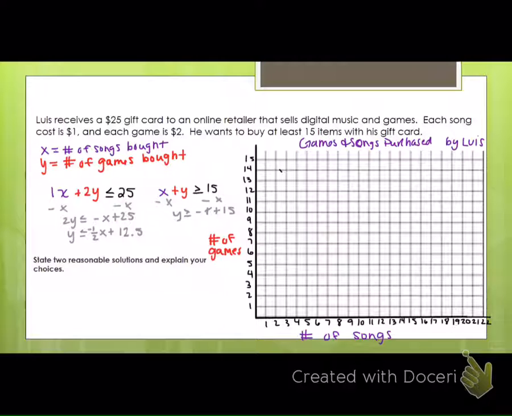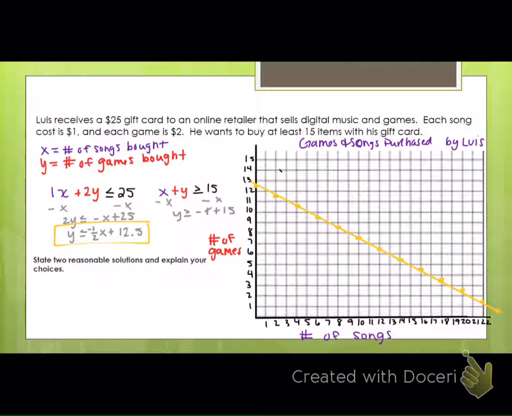Okay, so the first equation starts at 12.5, and it goes down 1 over 2, and it will be halfway between each time. And I'm going to connect it with a solid line because it's or equal to. This is solid. Yeah, because it's or equal to. Do you see the line underneath it?